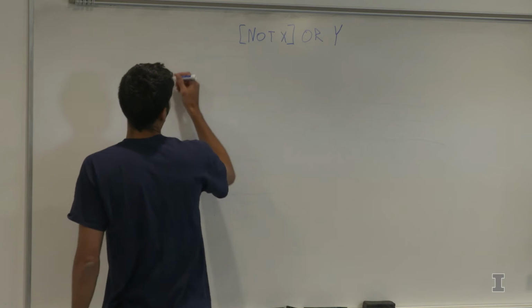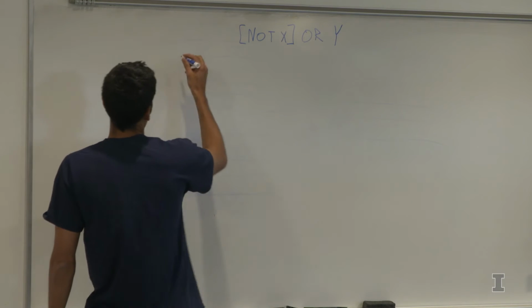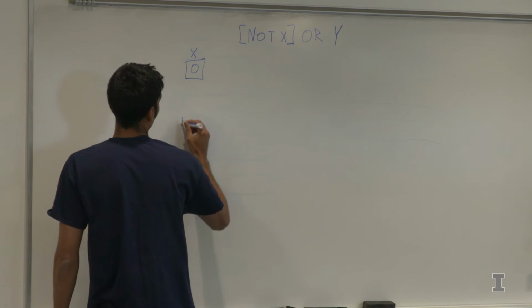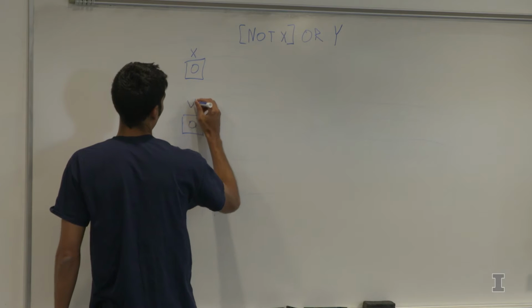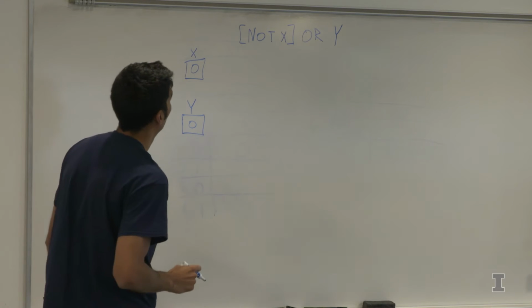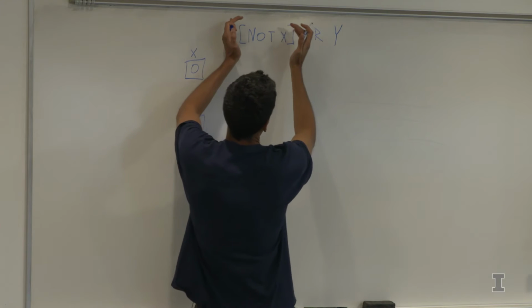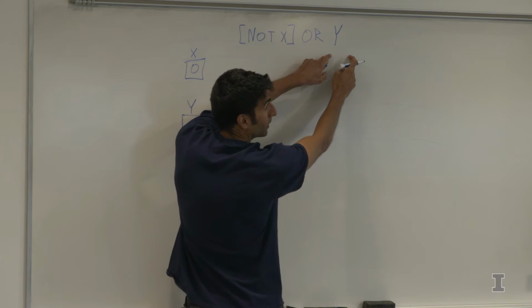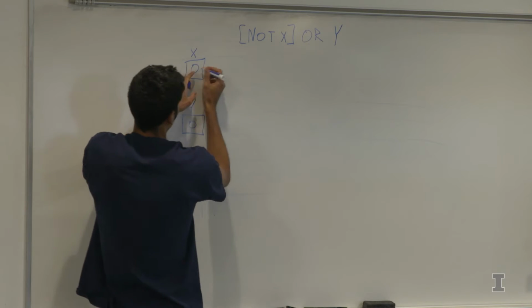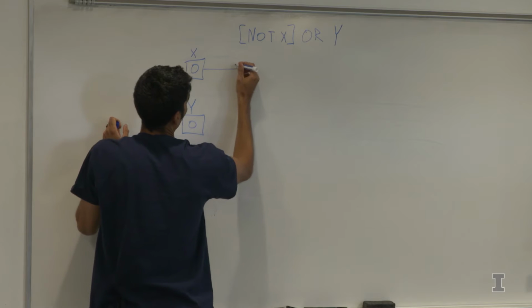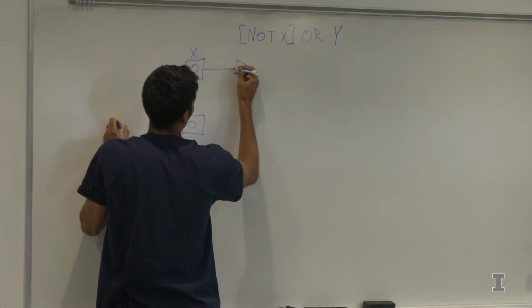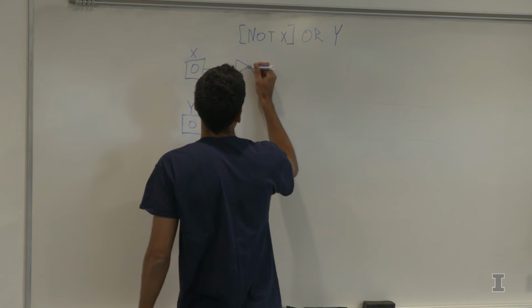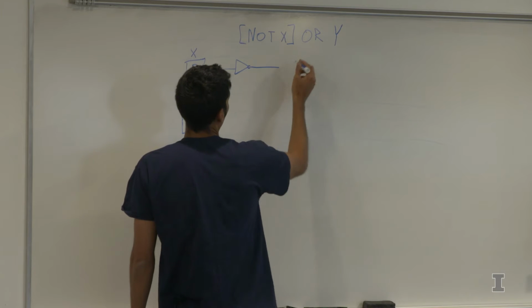Okay, so I'm going to draw out what it would look like. So if here's your X toggle and here's your Y toggle, the way to read this is that we first do a NOT X, then we take that and we OR that with Y. Okay, so the first thing we need to do is take our X and put it through a NOT gate, which looks like that. And now we want to OR that with Y.